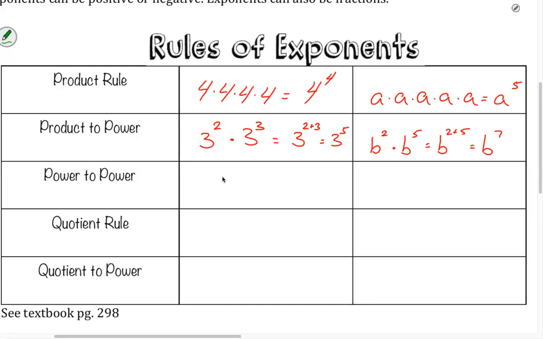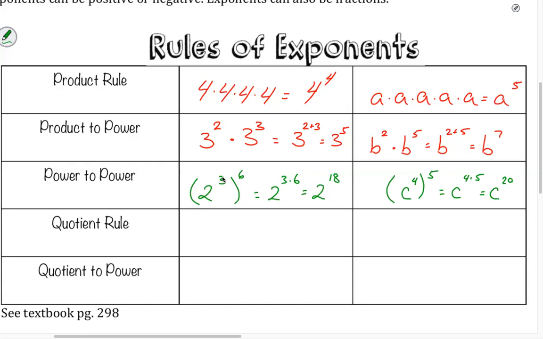Power to a power. Well, this is going to be something along the lines of, say, 2 to the 3rd to the 6th. So I would simply do 2 to the 3 times 6 and get 2 to the 18th. In terms of a variable, doesn't change too much. Okay, let's say c to the 4th, and the whole thing raised to the 5th. I would just do c to the 4 times 5, which is 20. So far, so good.